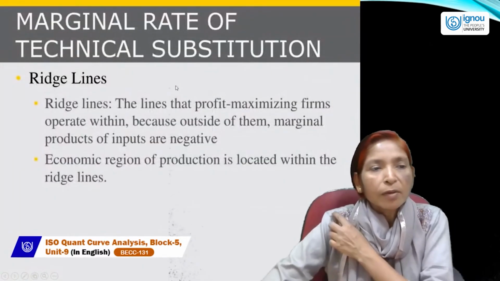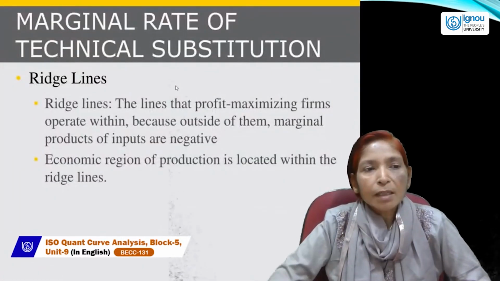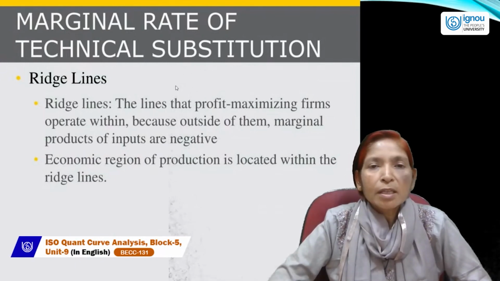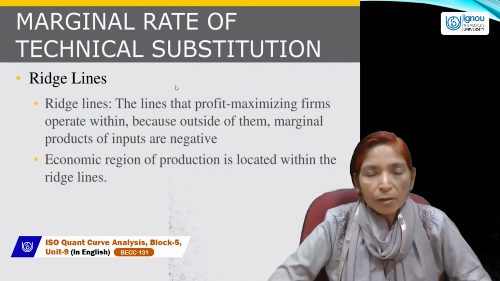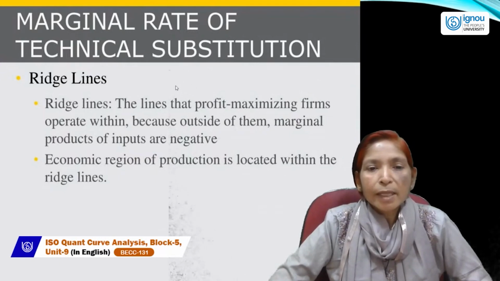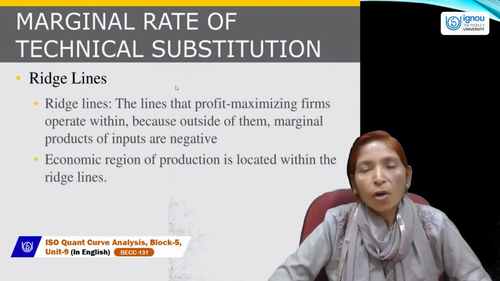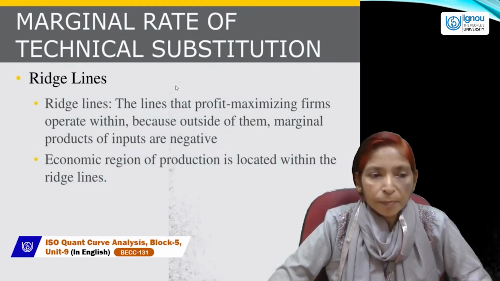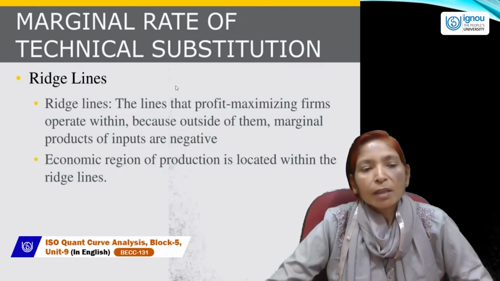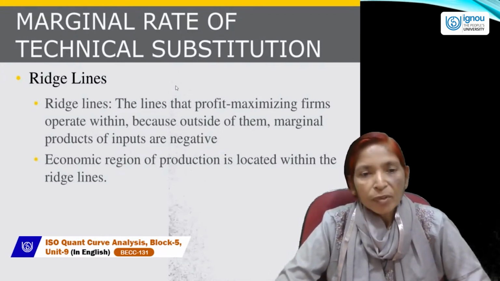Now in the diagram, first of all, the marginal rate of technical substitution: ridge lines show the profit maximizing condition. The ridge line shows the economic region where a producer can get maximum profit. Ridge lines show that a profit maximizing firm operates within them, because outside of them the marginal products of inputs are negative. So the economic region of production is located within the ridge lines.